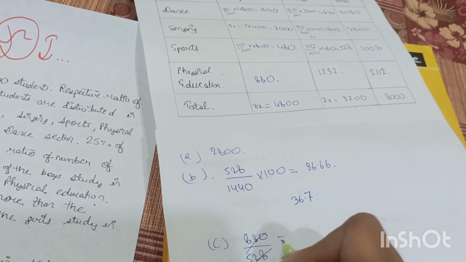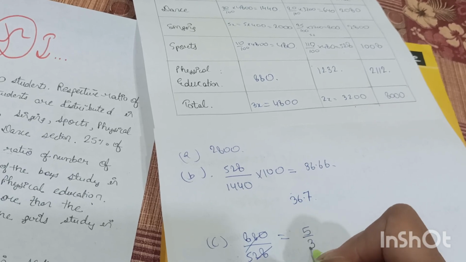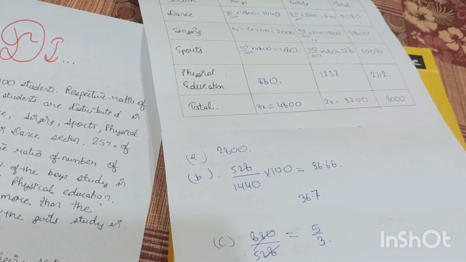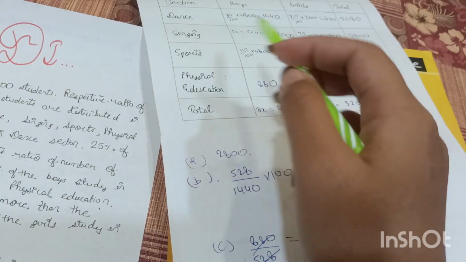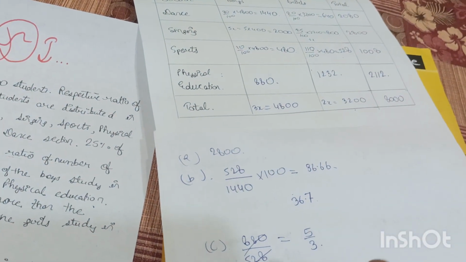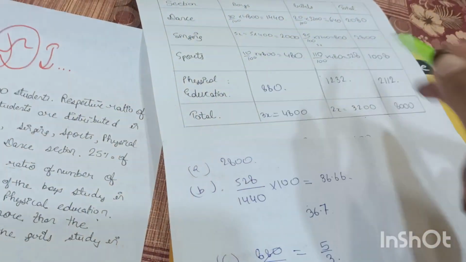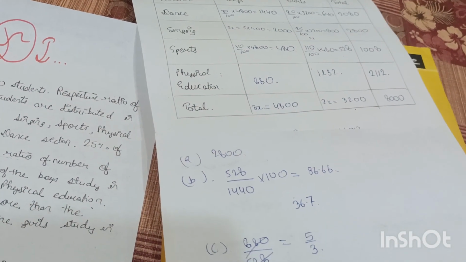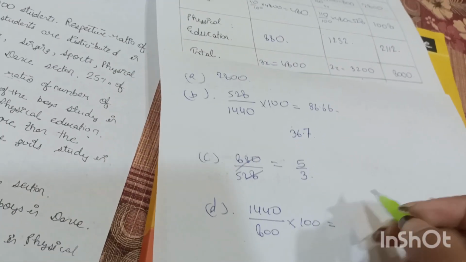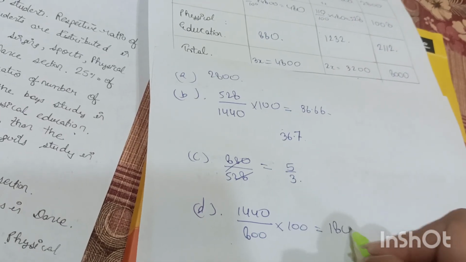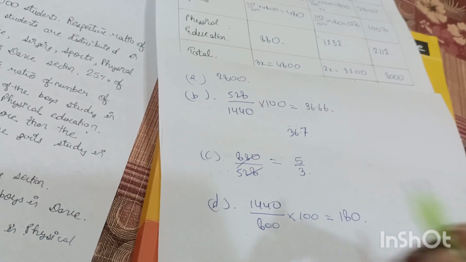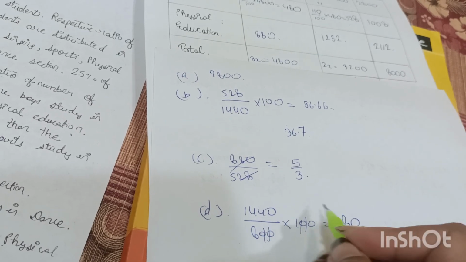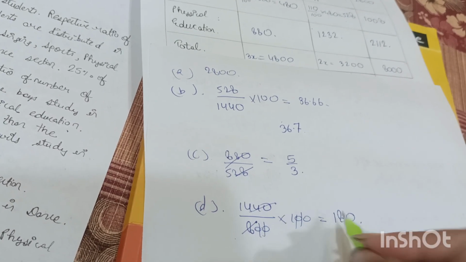For C, the ratio of boys in physical education, which is 880, and girls in sports is 5 to 8. If you cancel it out, you will get the value as 5:3. For D, the number of boys in dance is what percent of girls in singing. So boys in dance is this, and girls in singing is 800. If you cancel it out, you will get the value of 180.